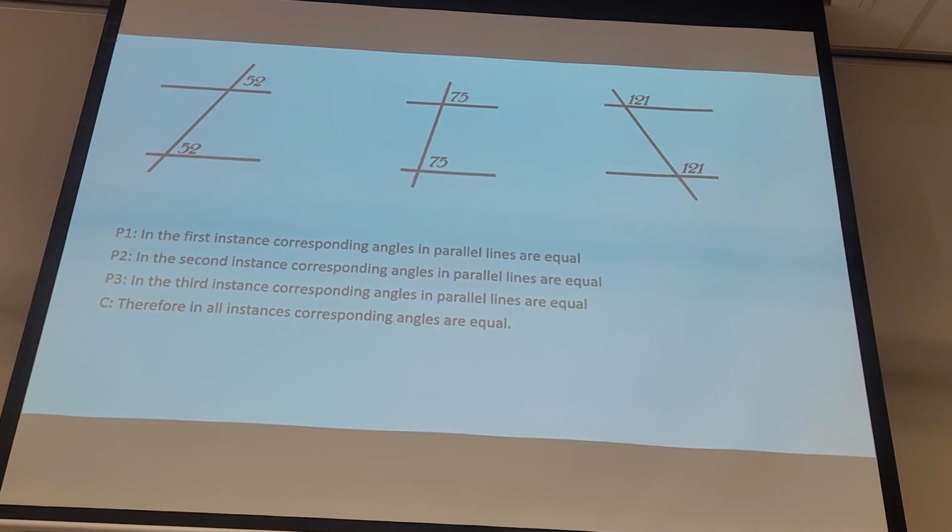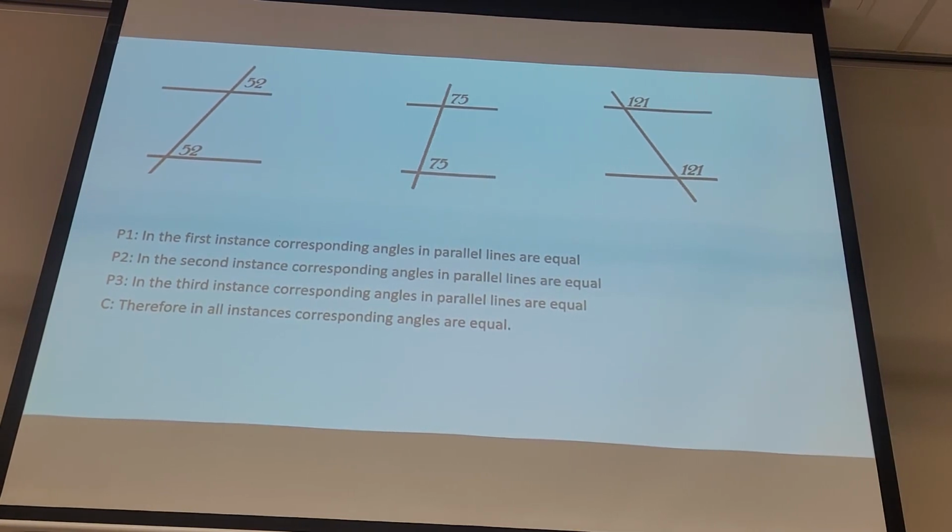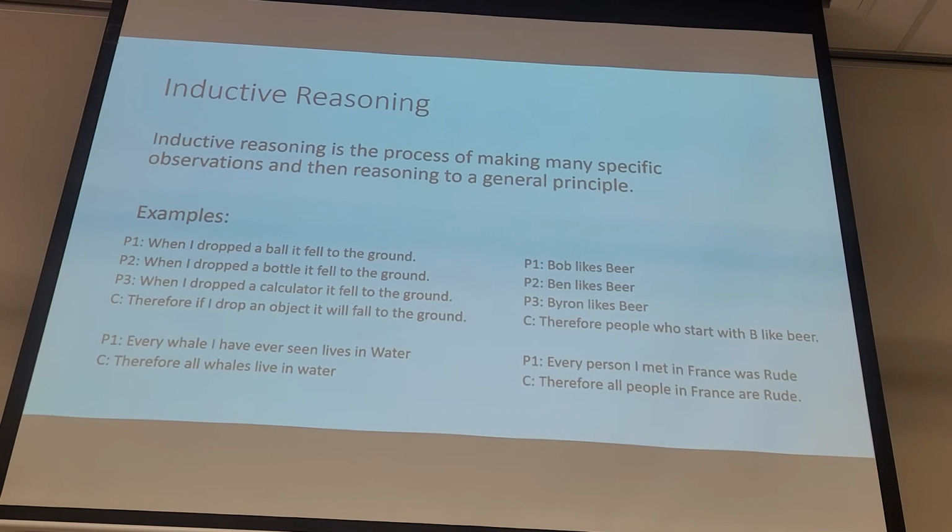Okay, so hopefully we're starting to see the difference a bit between the reasoning. So, inductive reasoning is from many specific observations. This is what you've got to look out for. Are there lots of specific individual observations that lead up to an all statement, some general principle? Or have we started with some general principle and then reasoned to a specific case?